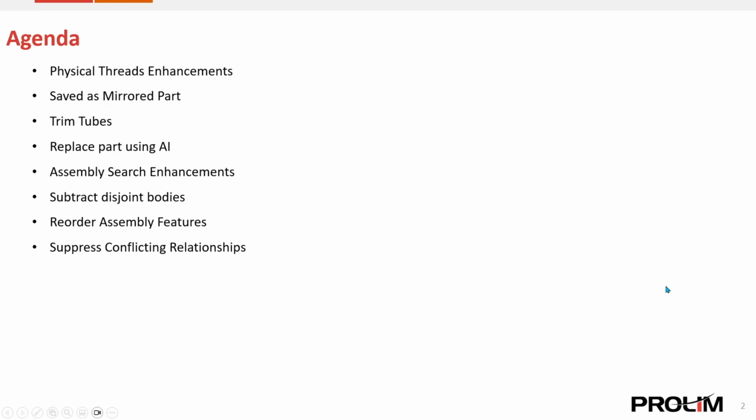The agenda for this webinar is we will discuss all the new enhancements and features that have been added to the 2024 version. We have some physical thread enhancements, some new commands such as save as mirrored part, trim tubes. We can now see AI enabled in your replace part command. We have some enhancements for the assembly search, an option to remove the disjoint bodies using the subtract command. We have some options to reorder the assembly features and suppress the conflicting relationships. So let's take a look at all of these commands one by one.